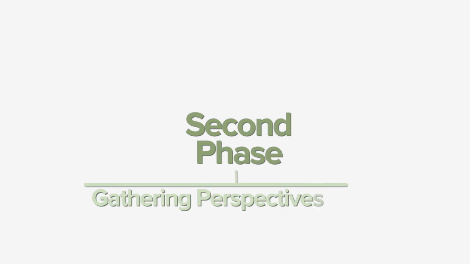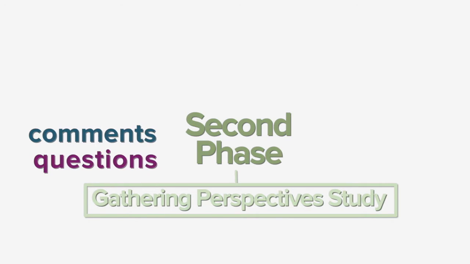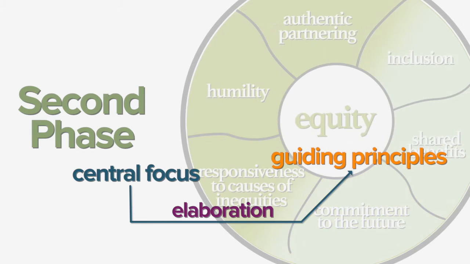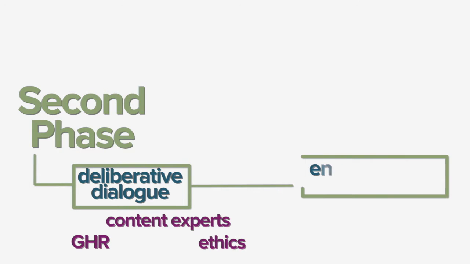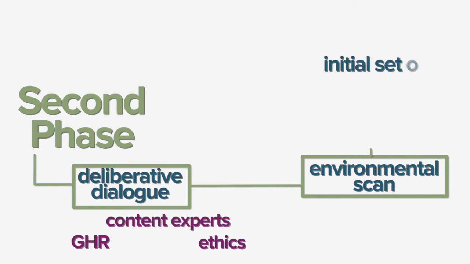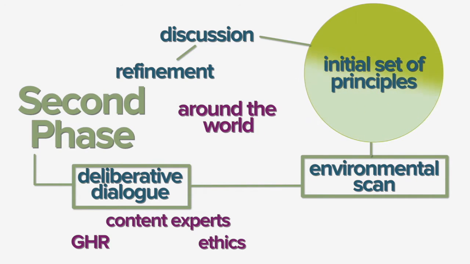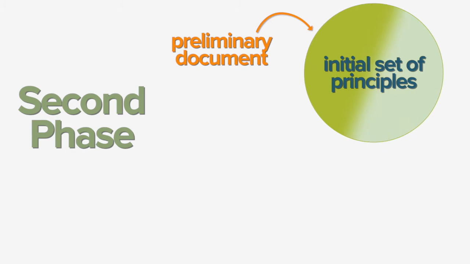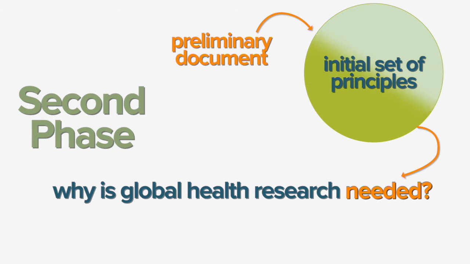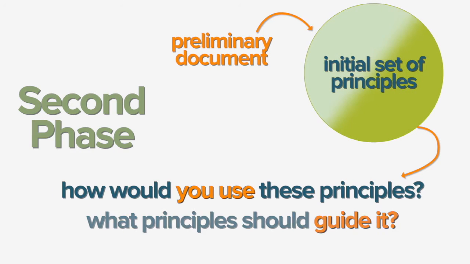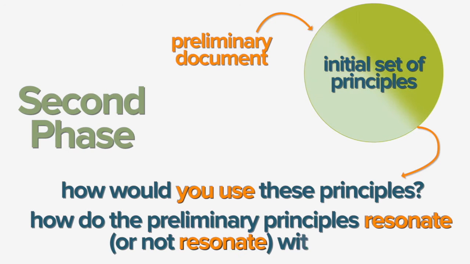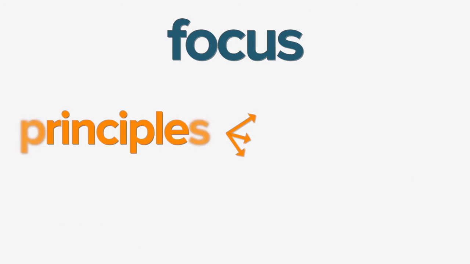We designed a second phase of the research project in direct response to participant comments, questions, and calls for action. A central focus of the second phase was the elaboration of guiding principles for global health research. We began with a deliberative dialogue attended by content experts in both global health research and ethics, using a comprehensive environmental scan to stimulate discussion around an initial set of principles that could be put forward for further discussion and refinement among groups across the country and around the world. Using this preliminary document as background to these discussions, we asked, "Why is global health research needed? What principles should guide it? How would you use these principles? How do the preliminary principles resonate or not resonate with you? What changes are needed?"